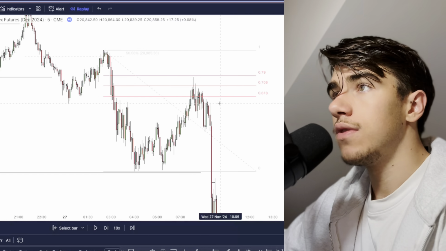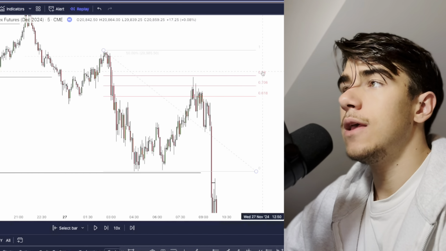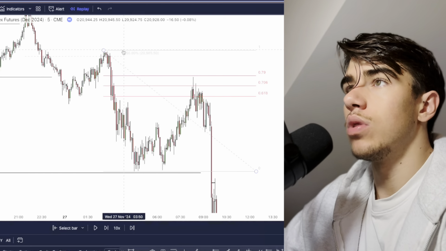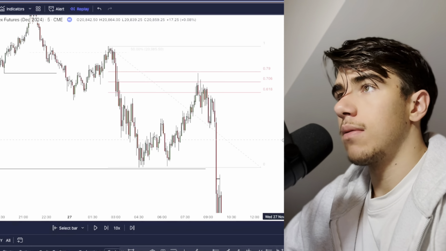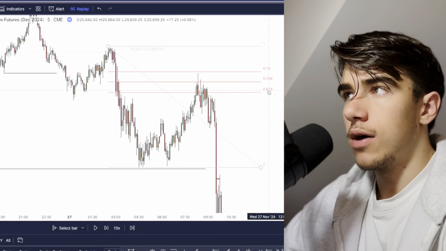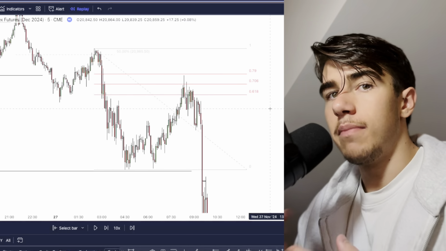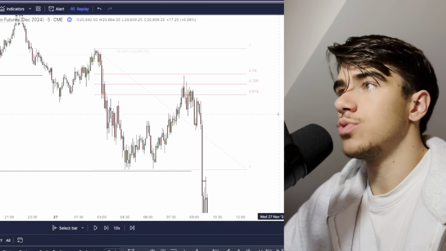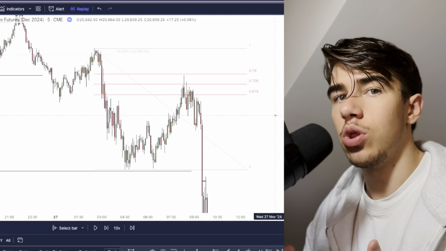So every now and then the pullback will end in the optimal trade entry and not equilibrium, which is why I generally recommend that if you enter off the equilibrium, you include all three zones of the optimal trade entry in your stop loss to make sure that if the market wants to go to optimal trade entry, you also have that included in your trade.